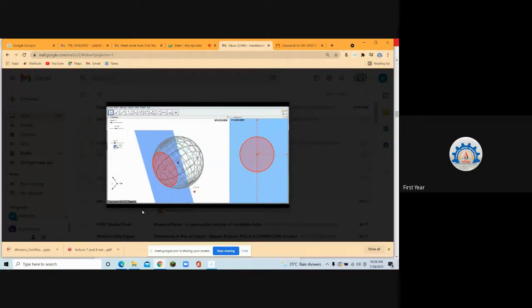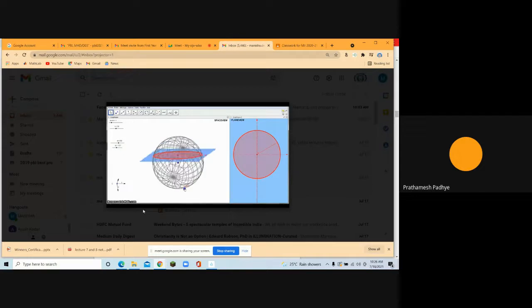Is it understandable? When it is crossing from all sides, if it crosses from this side, it will be again the same. Can you see that red circle which is there? That is the intersection of the plane and sphere. You can see it, right, everyone? Yes, ma'am. Okay. Fine.